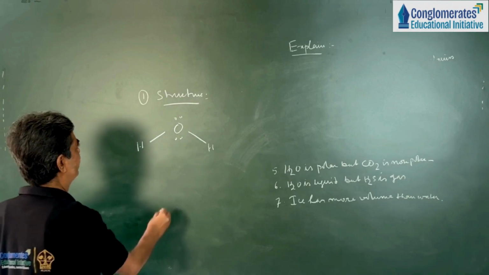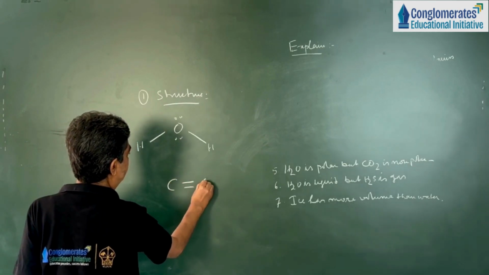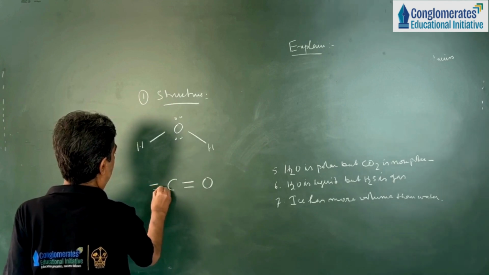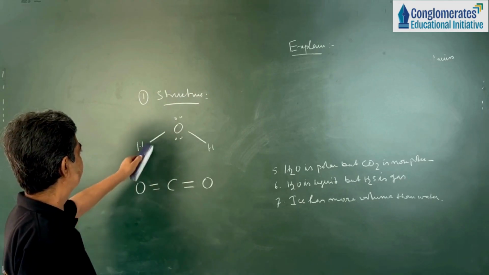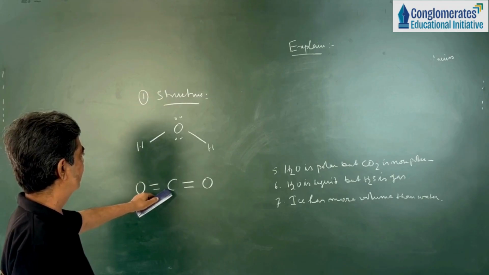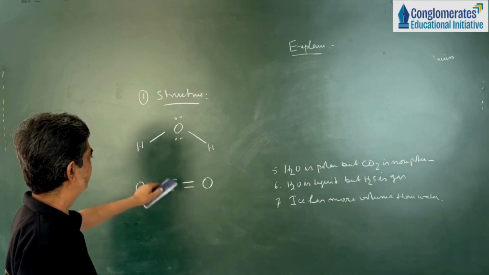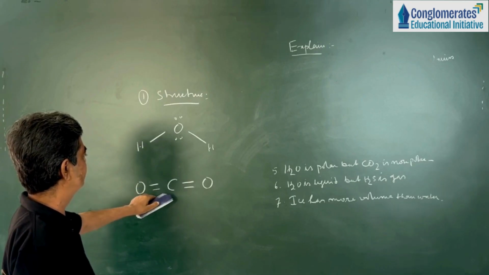Alright, carbon dioxide structure: central atom is carbon and there are two oxygen atoms, they form a chemical bond called double covalent bond. Single covalent bond in case of water, double covalent bond in case of carbon dioxide. Water is an angular structure, carbon dioxide is a linear structure. The central atom is oxygen in water, and the central atom is carbon in carbon dioxide.